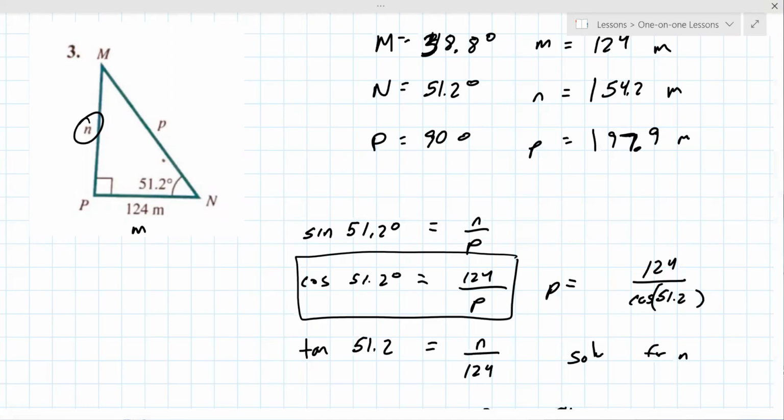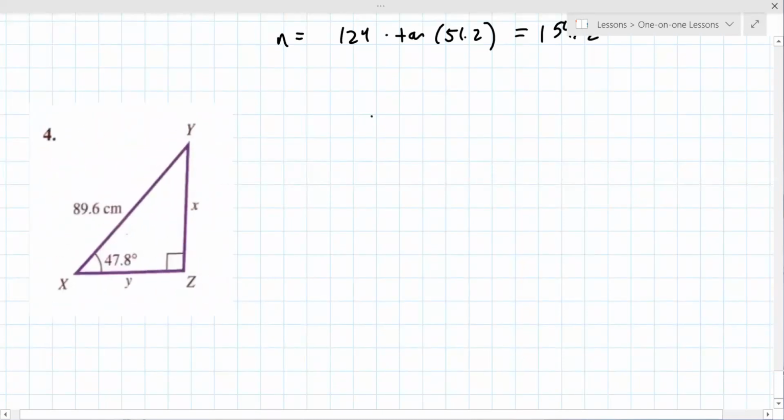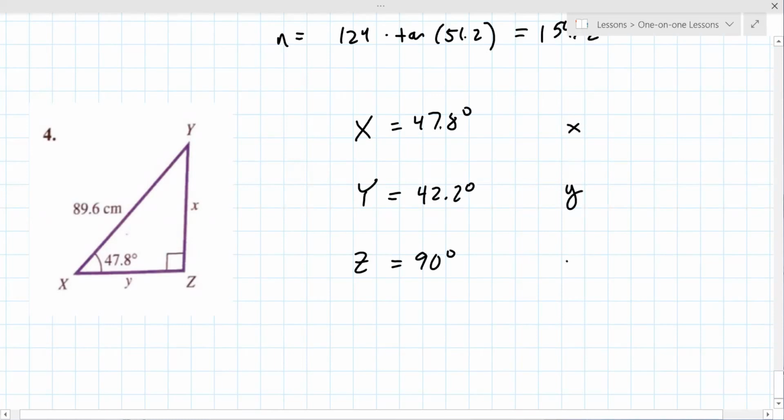So number 4, these do go faster. The first one I spent a little more time trying to explain the why. Hopefully that would help you be able to do some of these on your own. But you essentially set up a table like I just mentioned here, and x, y, and z. So x is 47.8 degrees, z is 90 degrees. You can find the third by subtracting, so that's 42.2 degrees. And then little x, little y, and little z. And little z is 89.6 centimeters.